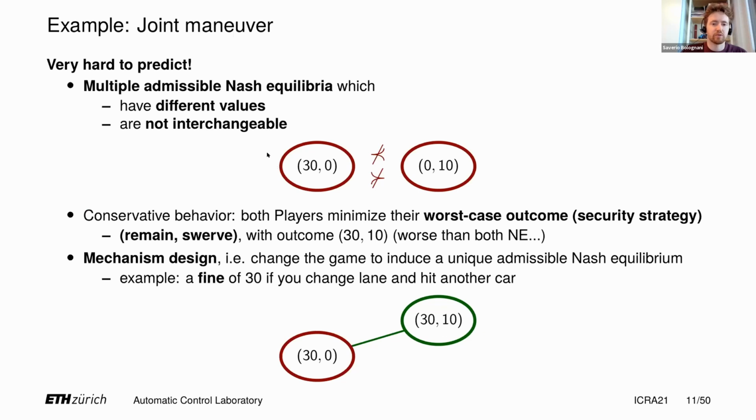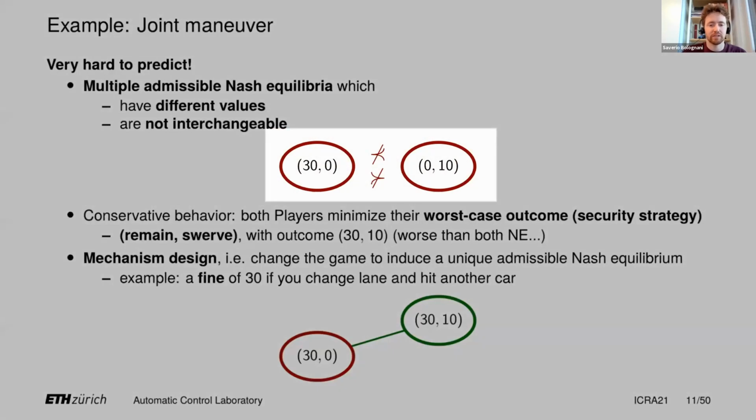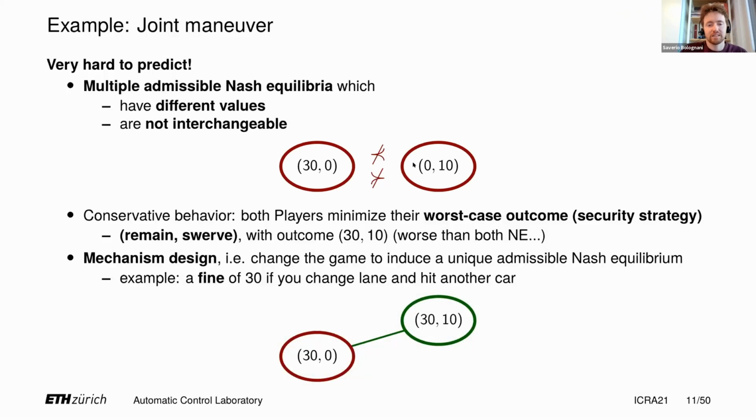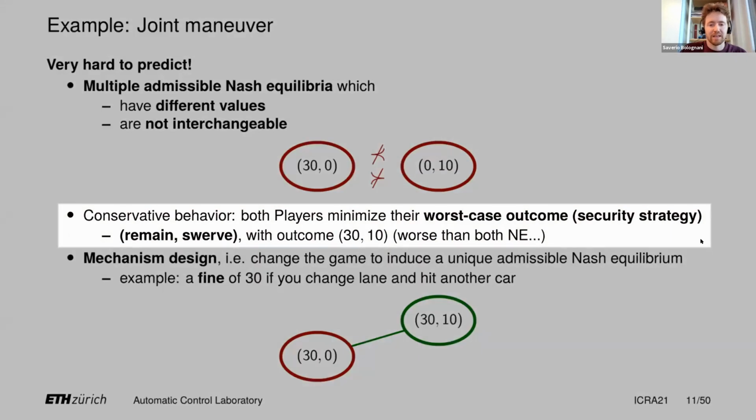Unfortunately, in the case I presented before, we have multiple admissible Nash equilibria which have different values, are not interchangeable, and in the case of the deer on the road, they were also not comparable. So they are both admissible by definition. As I said, this is a simple example, but it contains one of the key observations that in a way motivated us to prepare this tutorial. If both players were to be very conservative, think of them deciding to do some sort of robust control, they want to consider the worst possible outcome, which is called a security strategy in games, and apply that.